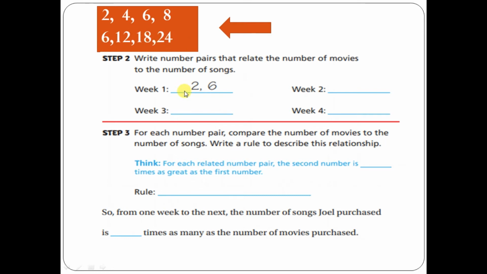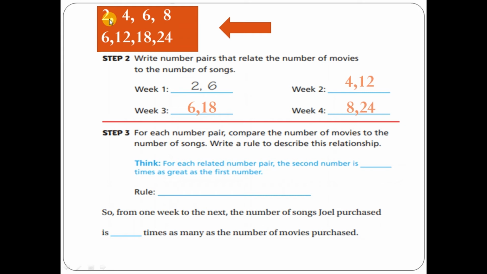So, in week 1, we will have 2 movies and 6 songs. In week 2, take the second number from here with the second number from here, 4 and 12. In week 3, take the third number from here with the third number from here. It will be 6, 18. In week 4, he will have 8 movies, 24 songs. Okay, now you know the 2 patterns. Can you find the relationship between the 2 patterns?